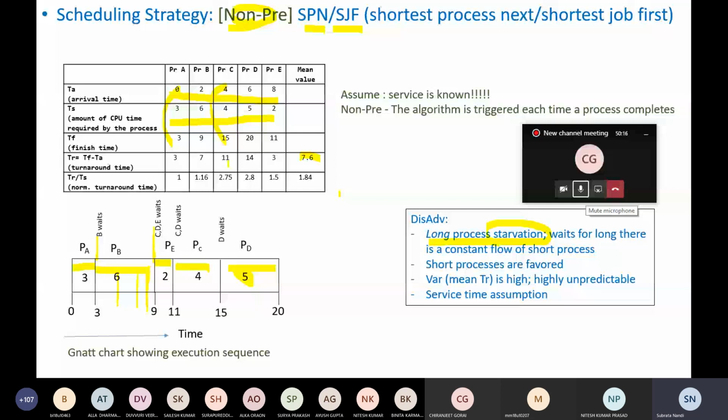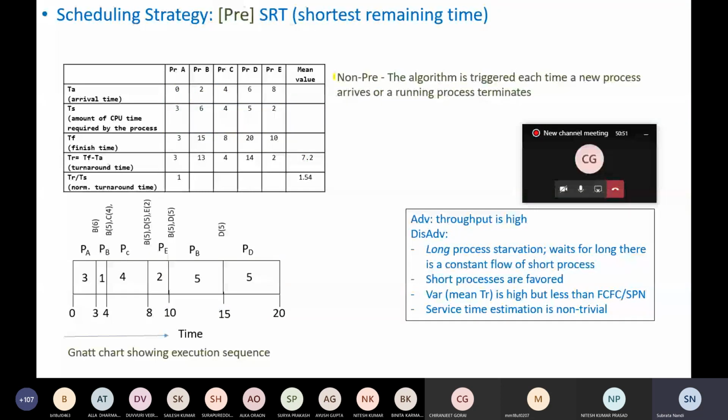Then comes the preemptive version, shortest remaining time. See the difference in how the preemptive algorithms work. This is the arrival time, 0, 2, 4, 6, 8, and this is the service time, 3, 6, 4, 5, 2. Both are the same for the 5 processes. Sorry, this is preemptive, it should be preemptive.